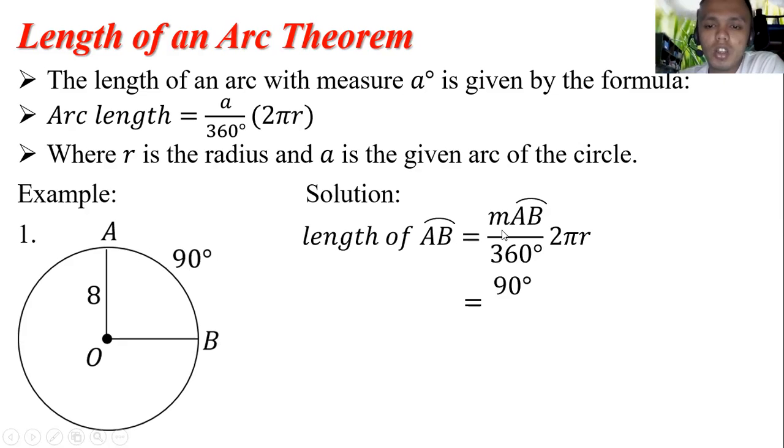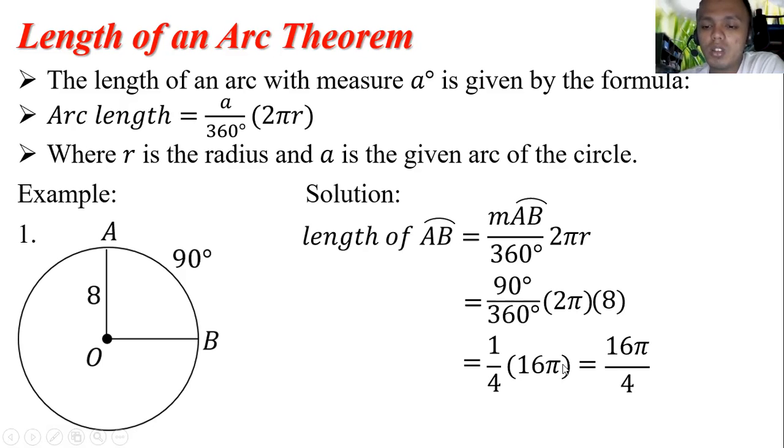Substitute your measure of arc AB here to 90. Then we have 360 here times 2 pi. Your r here is equal to 8. Okay? Then, lowest term of 90 over 360 is 1/4. Then 2 pi times 8 is equal to 16 pi. 1 times 16 pi is 16 pi. Divide by 4 is equal to 4 pi. So ito yung magiging length of arc AB natin. 4 pi lang. Okay? Hindi tayo gagamit ng value ng pi dito. No? So, pi lang. Pwede na yan.